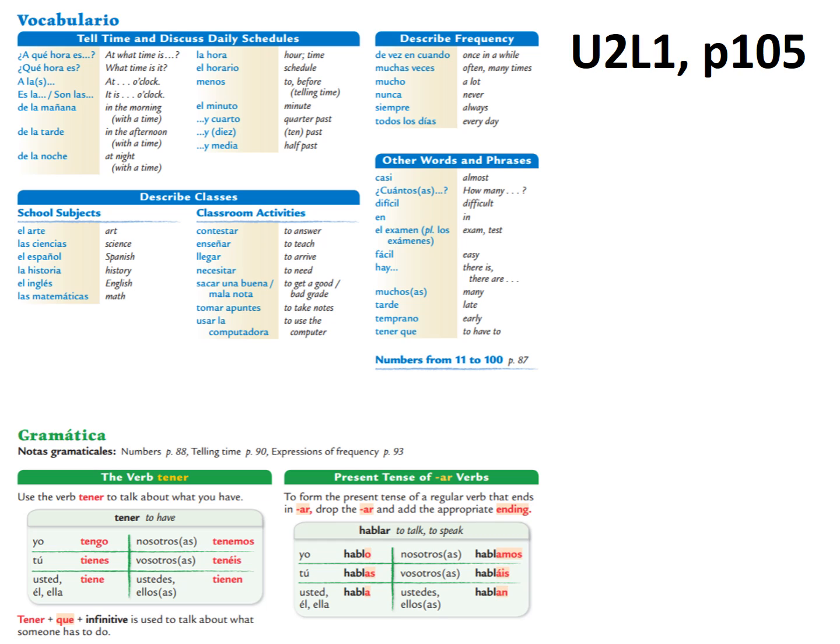Describe classes. School subjects. El arte means art. Las ciencias, science. El español, Spanish. La historia, history. El inglés, English. Las matemáticas, math, also known as mathematics.